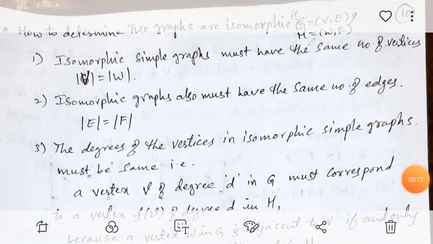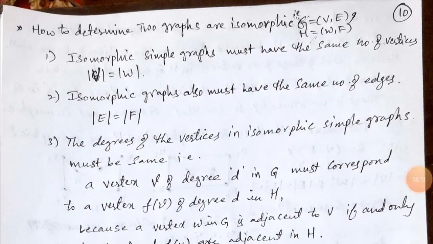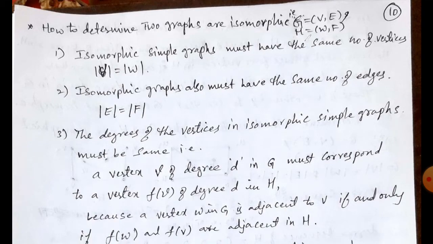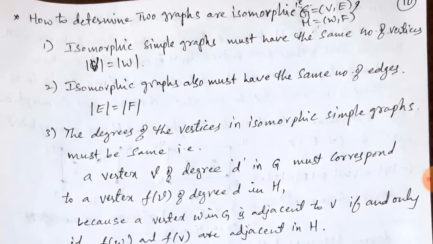Here in page number 2, we will see how to determine whether two graphs are isomorphic or not. Now observe, students, how to determine two graphs are isomorphic. For example, say G and H. How do we determine they are isomorphic?